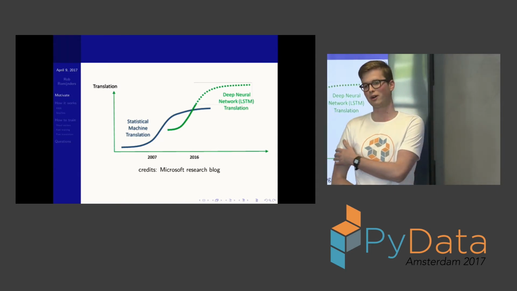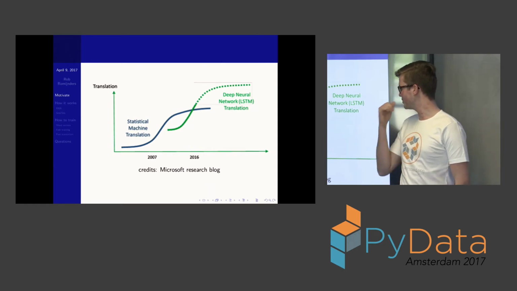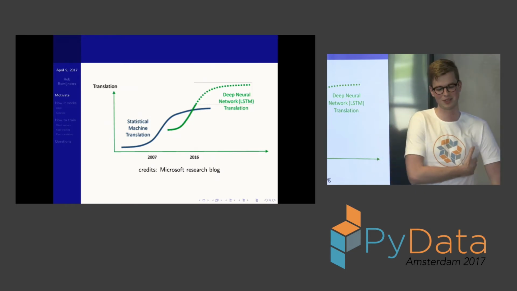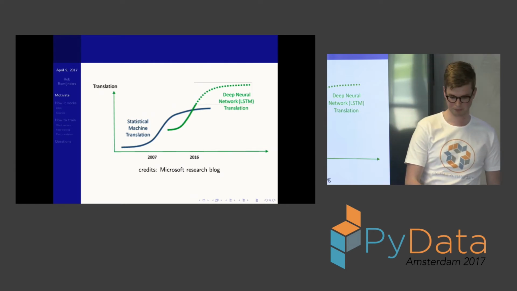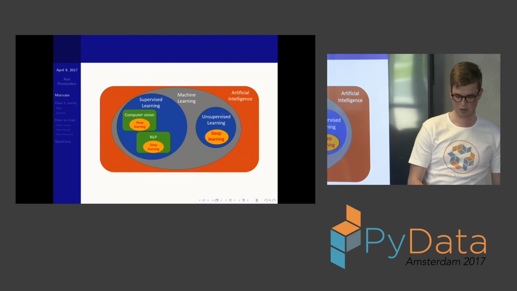This is a fun image I found on the Microsoft research blog recently, where they show what deep learning is doing in machine translation. It kind of flattened, and now we are given this new leap. This is the translation I care about.